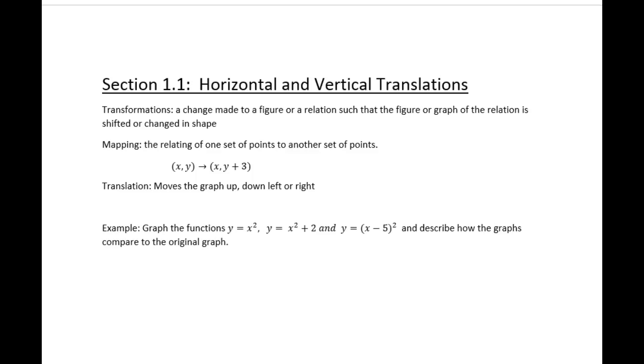Section 1.1, we're talking about horizontal and vertical translations. So this is like the basis to everything. If we figure this out, then we've got most of this whole year figured out.